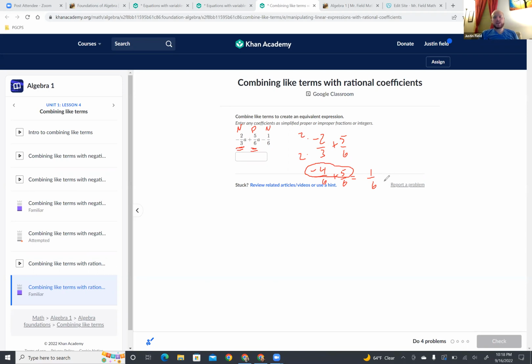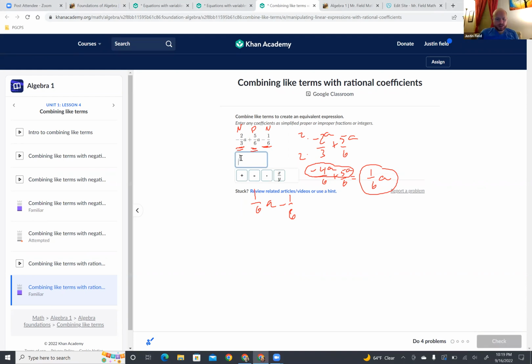And so that is the one that had the A with it. So 1/6 A and then minus 1/6. So my answer is 1/6A minus 1/6. There we go. Did you get that? 1/6A minus 1/6.